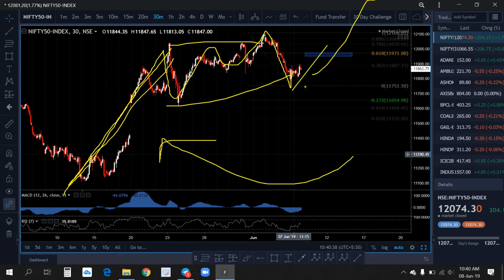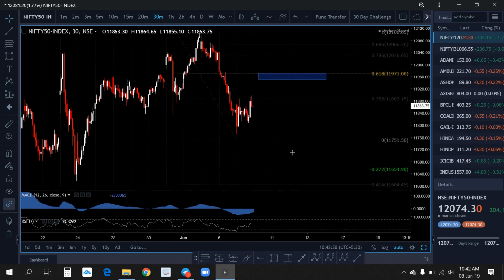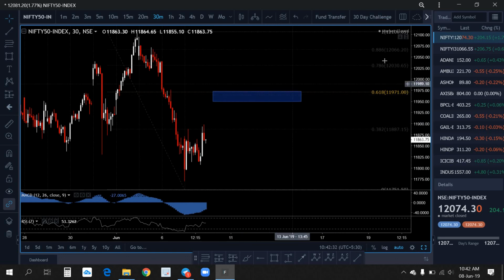Only if in this corrective structure you see a 1 to 3 wave over there, and it breaks this structure and sustains, confirming that this is not a corrective structure but actually impulsive, only then would we be looking for a buy setup for swing purposes. But until that happens, we would be looking to sell this market near this zone and the break of this structure. So that's the perspective, and that's our side on Nifty.